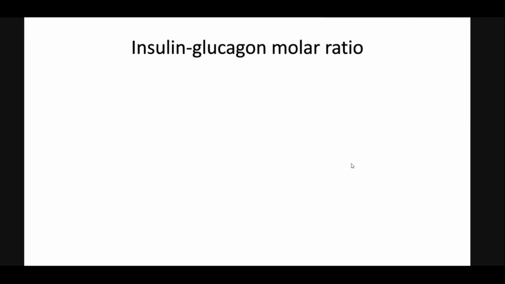From the understanding of the physiology, we can have some idea. For example, at fasting condition, what will be the insulin-glucagon molar ratio? And if you compare this ratio after meal, what will be the difference? Which one will be higher? Insulin is the numerator here.